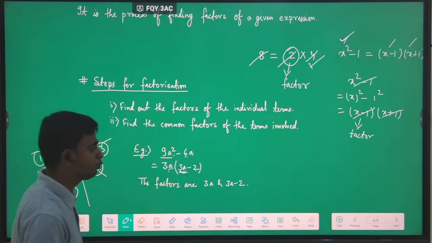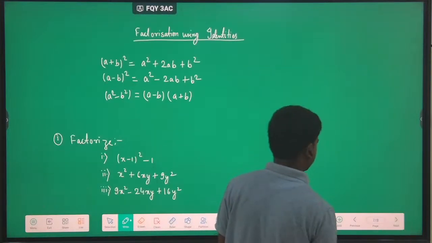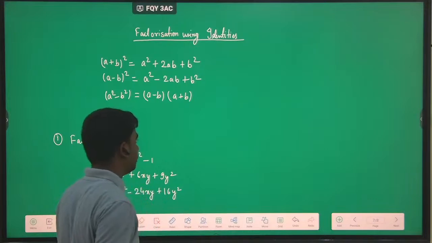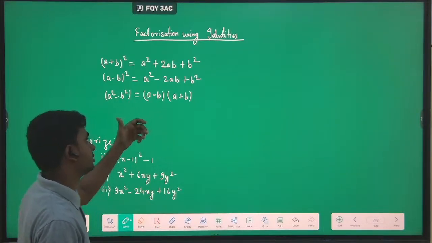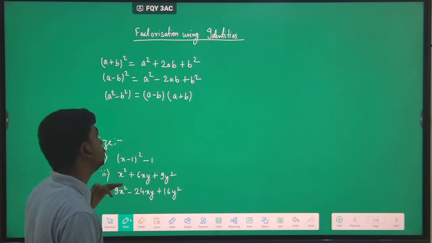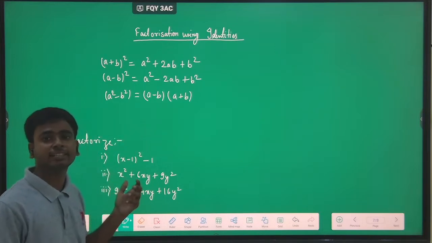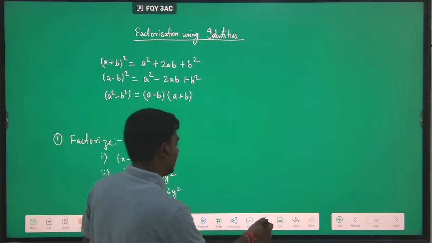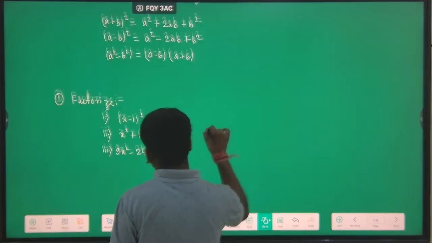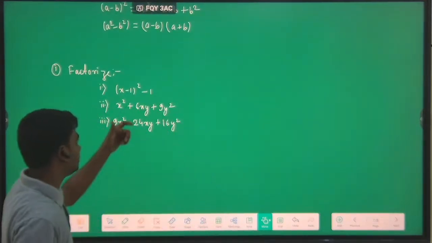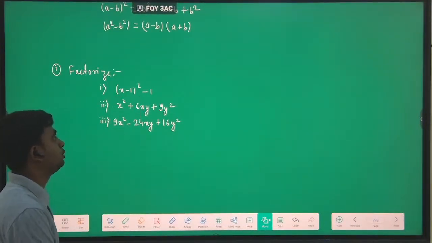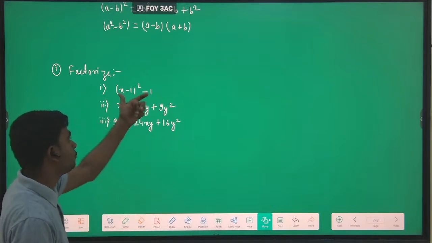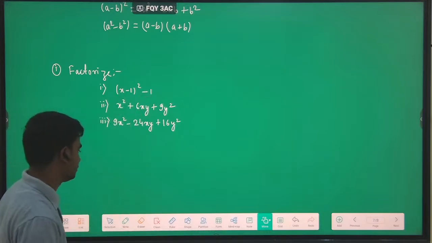Now we'll move towards some questions related to this. We will use identities for factorization in this class. In your class, it is said to use these identities and factorize the algebraic expressions. So our first algebraic expression is x minus 1 whole square minus 1. We have to factorize this algebraic expression.